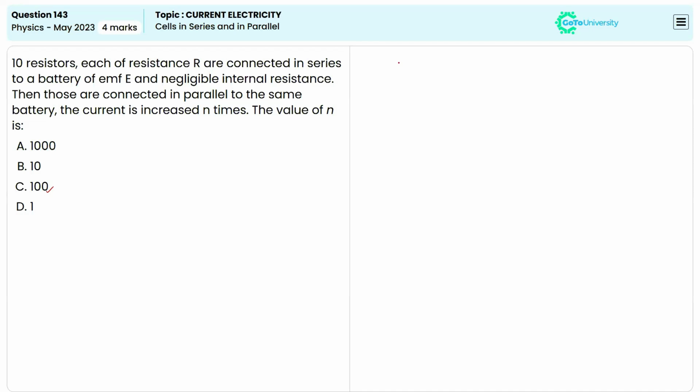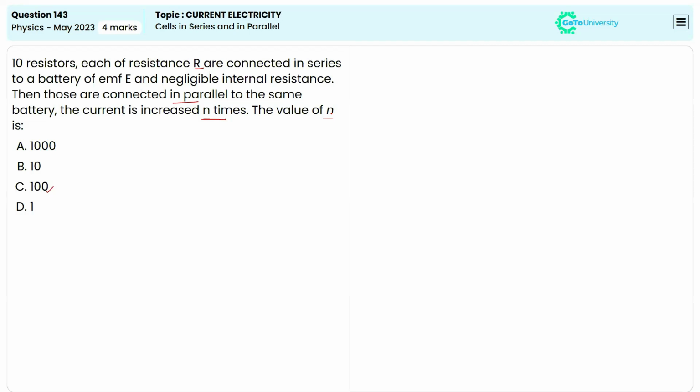So here it's given in the question: 10 resistors, each of resistance R, are connected in series to a battery of EMF E and negligible internal resistance. Then the resistors which were connected in series are connected in parallel to the same battery, and the current is increased n times after the reconnection. So here we have to calculate the value of n, or we can say how many times it was increased.